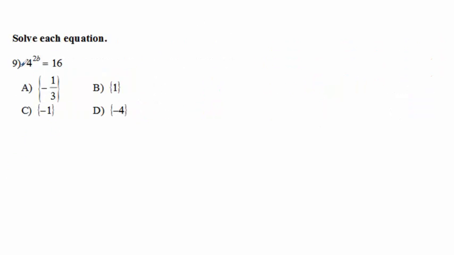Number 9, we have 4 to the 2b equals 16, and this would probably be one that would be really easy to just plug the answer choices in to see which one gives us 16. We'd plug in for b and see what would give us 16.